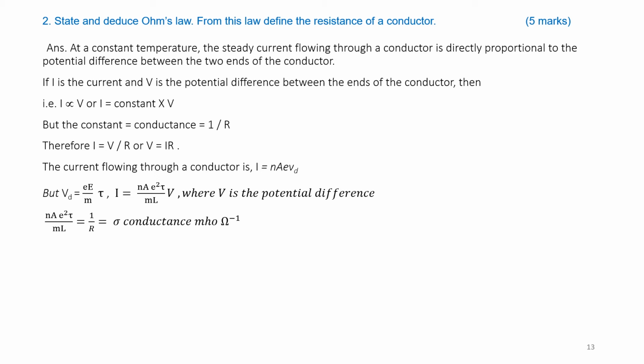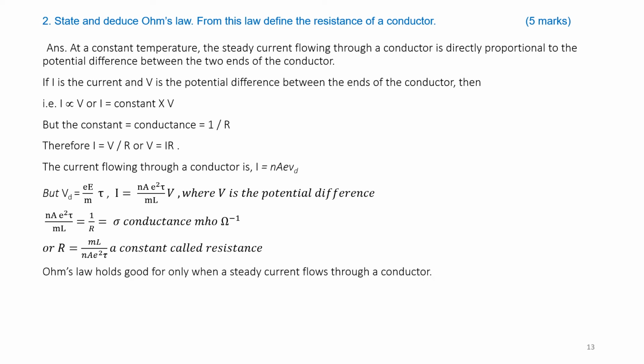1 over R, that is equal to sigma, n e square tau divided by m. That is 1 by R. That becomes R is equal to m L divided by n A e square tau. That is a constant called resistance. Ohm's law holds good only when a steady current, that is a DC current, flows through a conductor.